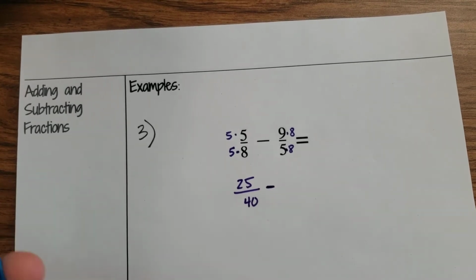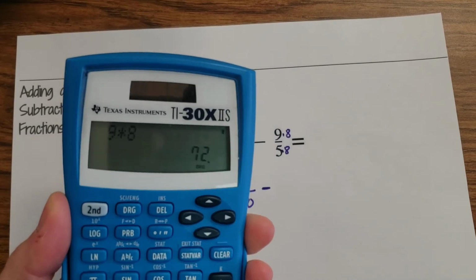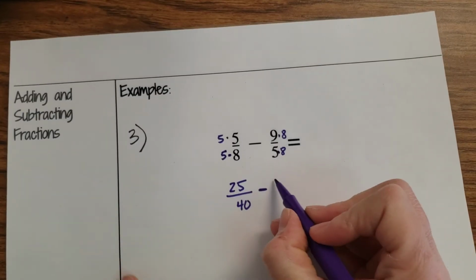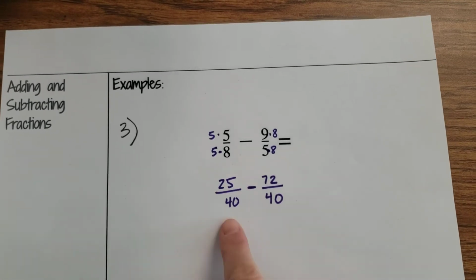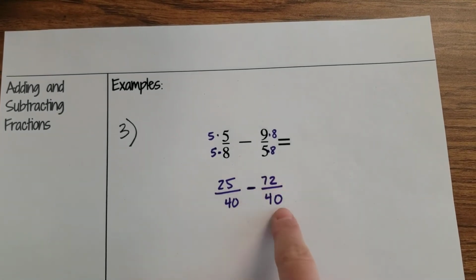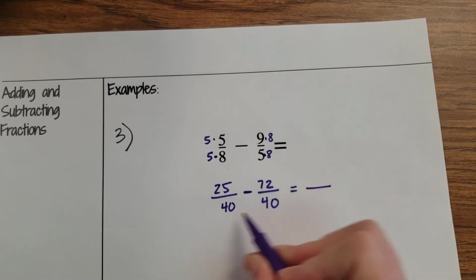Now again, if you don't know your facts, 9 times 8, you can always grab a calculator and type in 9 times 8, looks like it's 72. It's okay to use the calculator, all right? And we have 40ths. So now we got 25 40ths minus 72 40ths. We can combine these two together. We can subtract them because we have the same size pieces.